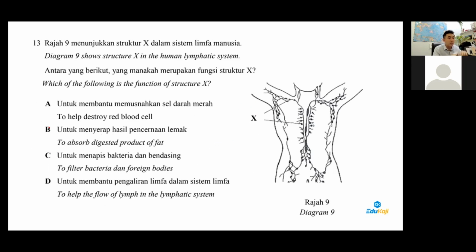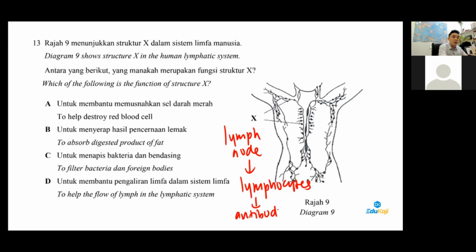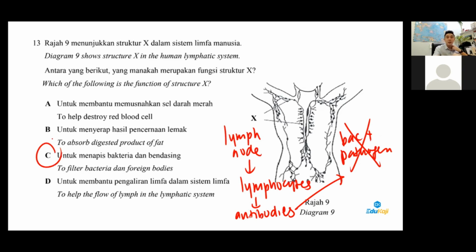13, lymphatic system. X is lymph node. Guys, lymph node, I always tell students, they produce lymphocytes. Lymphocytes produce antibodies in order to destroy bacteria and pathogen. So therefore, answer is C. 13, answer is C.